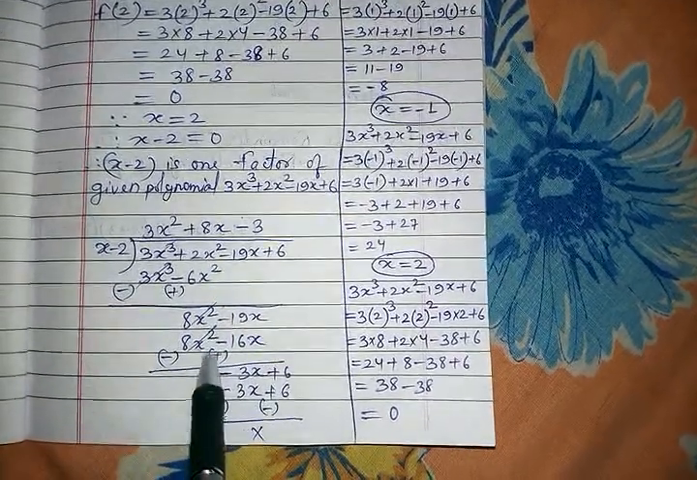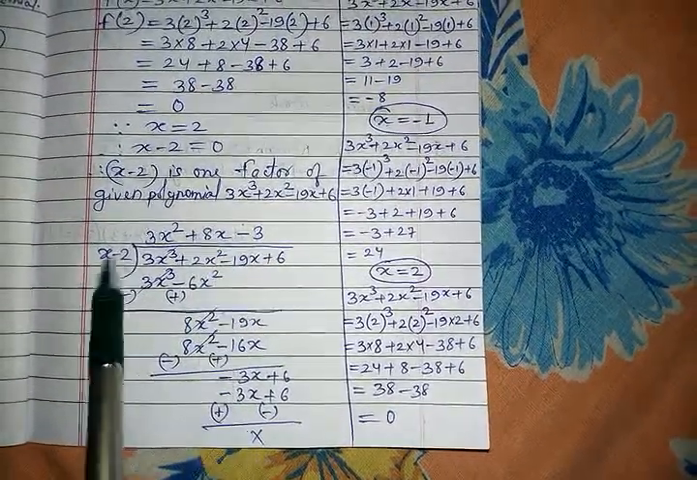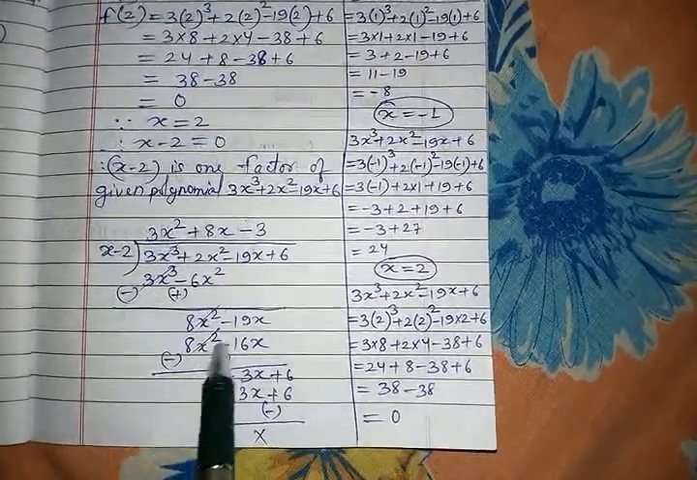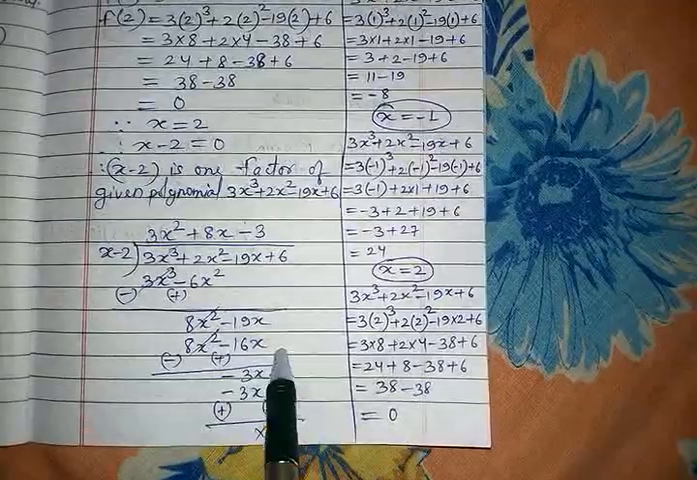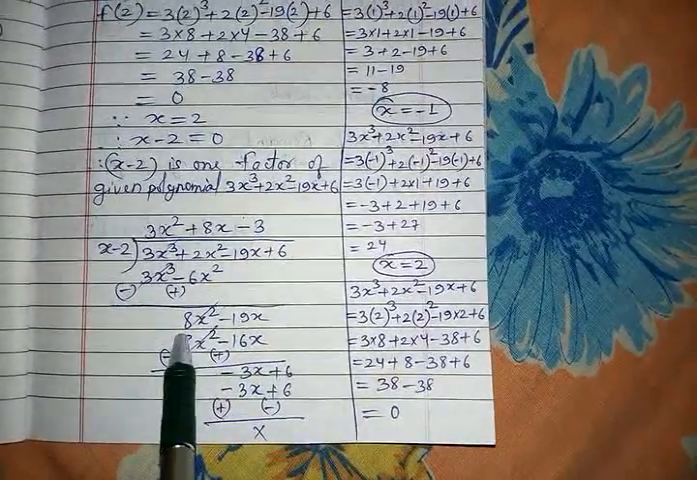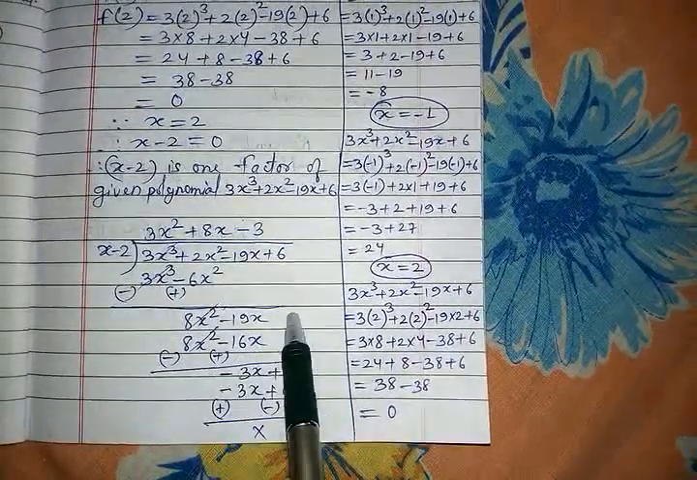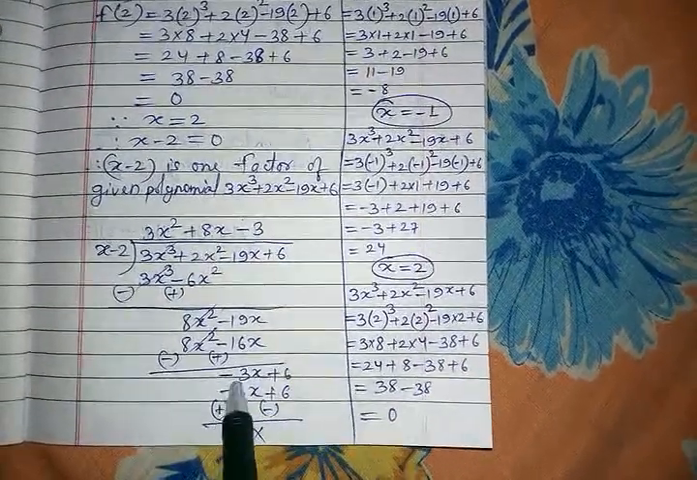8 into 1, 8x into x, 8x square. And the second is automatic. Plus into minus, minus 8 into 2 is 16x. This one again I will subtract. Then plus will become minus and minus will become plus. It got cancelled. Now minus 19x plus 16x is minus 3x.